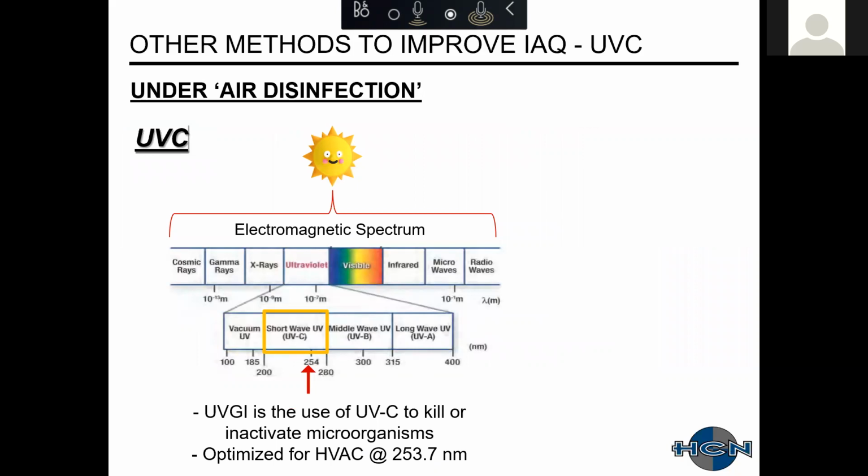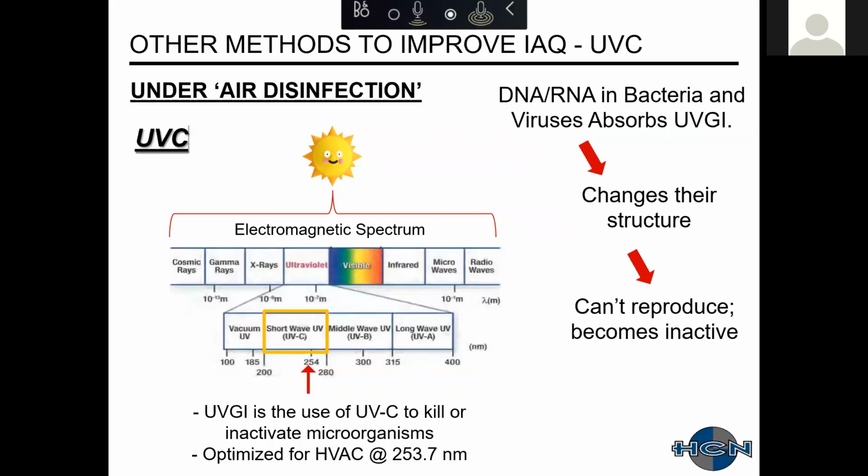Okay, other ways to improve indoor air quality from our air disinfection: UVC lights, everybody's familiar with them. We're using the UV germicidal. It's used to kill or inactivate microorganisms. The UVC lights have been optimized for HVAC at the 254 nanometer wavelength. How they work is the DNA of bacteria and viruses absorbs the UVC, it changes their structure, and then they can't reproduce and they become inactive.